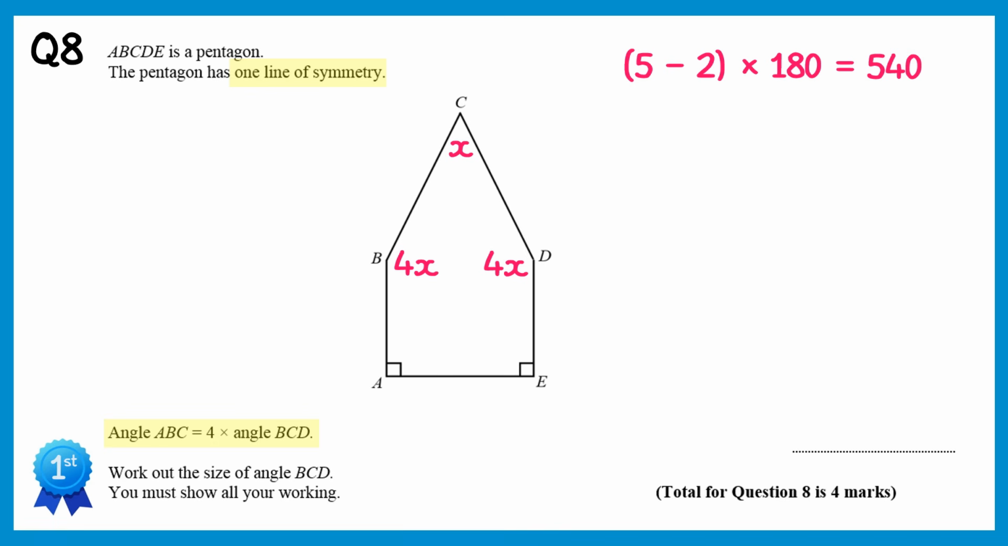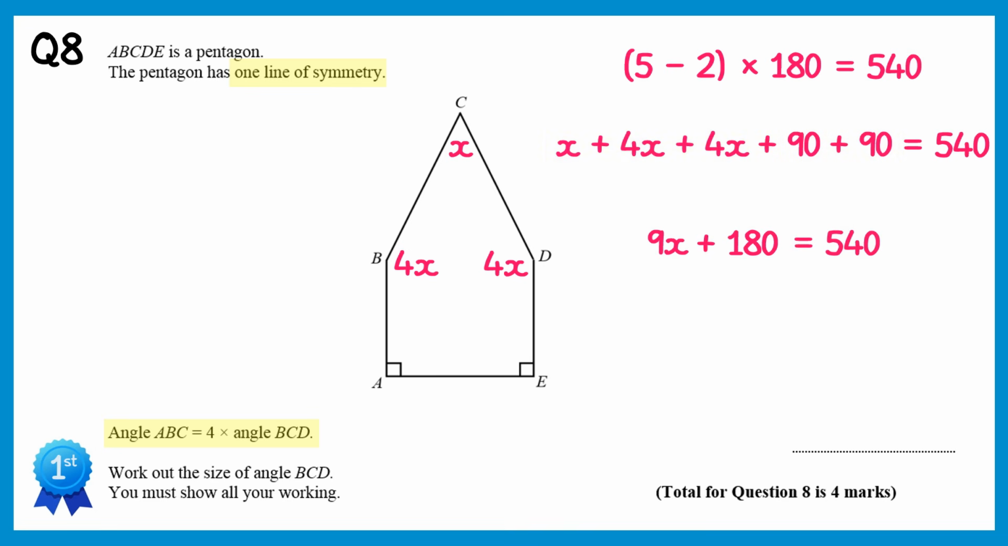Now that we have all of the angles labelled, we can add them all up. So if we start with x, add 4x, add another 4x, add 90, and add another 90. All of this must add up to 540 degrees. We can simplify this a little bit. If we collect the x's, we get 9x, and then the numbers, we get plus 180, and this equals 540.